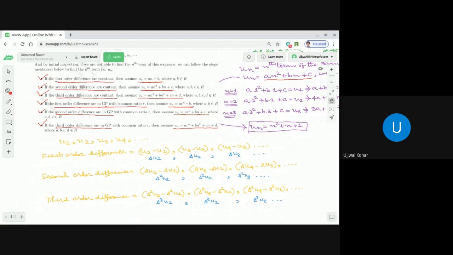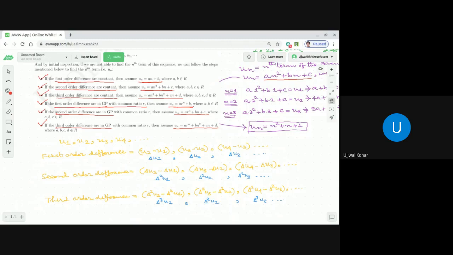That is, if the third order differences are constant, then you assume Un equals an cube plus bn square plus cn plus d, where a, b, c, d are real constants. If none of these 3 are working, then come to the fourth one.